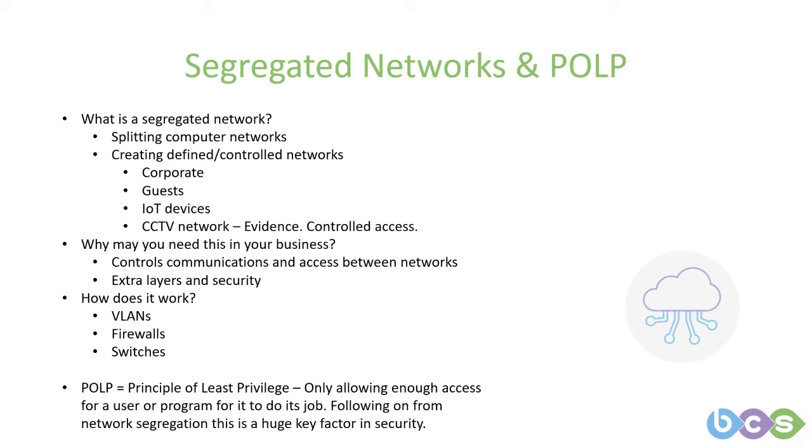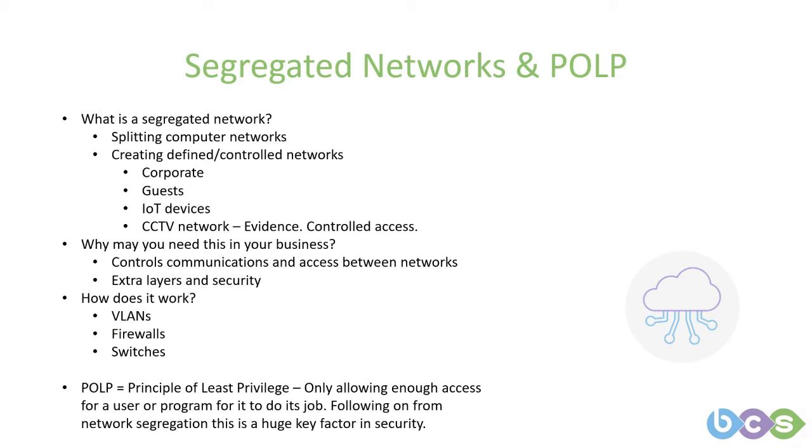Another one that people overlook is a CCTV network. CCTV is evidence, and you should probably control who has access to that. The last thing you want is to rely on the CCTV and find someone's got there first and deleted it. So you can separate that network and only have certain computers that can access it, or certain people, which is those access controls I was talking about.